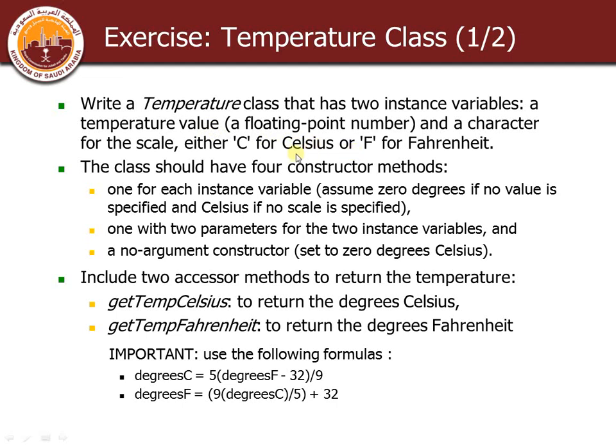Let's continue. So we know that the scale is going to be either C or F. So if something else is provided, we need to deal with that. So first of all, let's continue and see what about those constructors. So the class should have 4 constructor methods. Yes? That's why you define C by char.